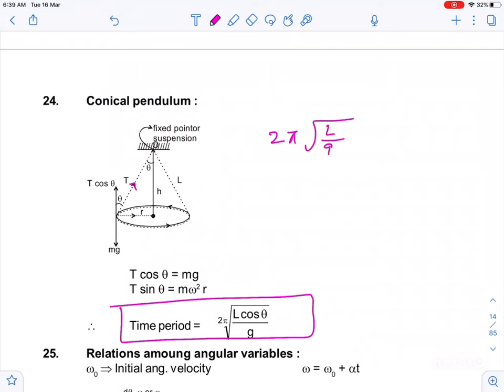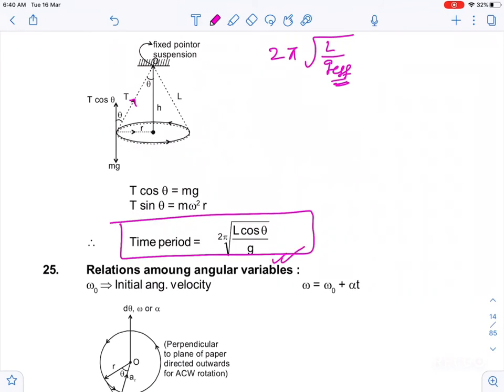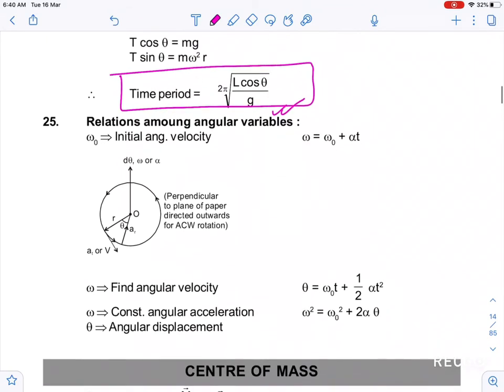You should keep in mind, guys, time period is 2π√(l/g effective). So this g effective may be g plus a, g minus a, or in terms of g by cos theta, like anything. So here you can calculate g effective like this. These things you have to also keep in mind.